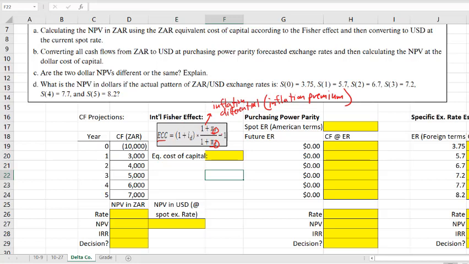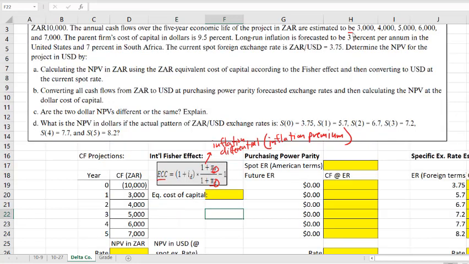The math is a little bit different, but you might look at this and ask, what is just the basic inflation premium here? 3% per year inflation in the US and 7% in South Africa. So we've got a plus 4 percentage points, or 400 basis points, inflation rate in South Africa. So we're basically going to be adding that to the cost of capital, which is 9.5%. Let's do that math and demonstrate that.